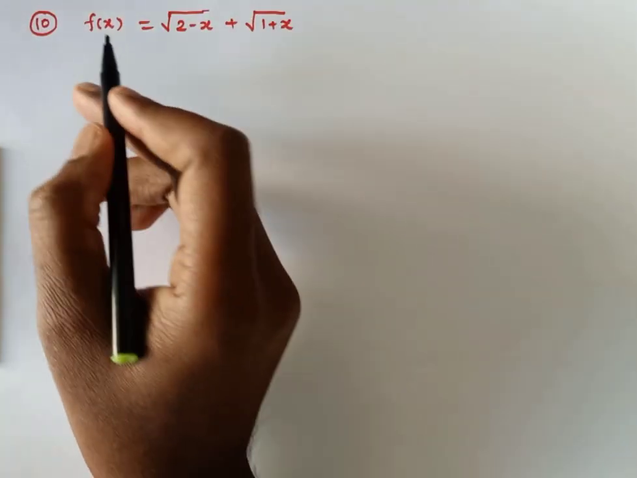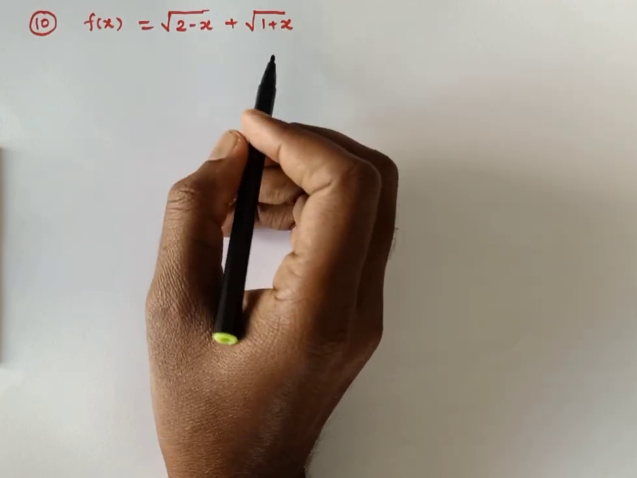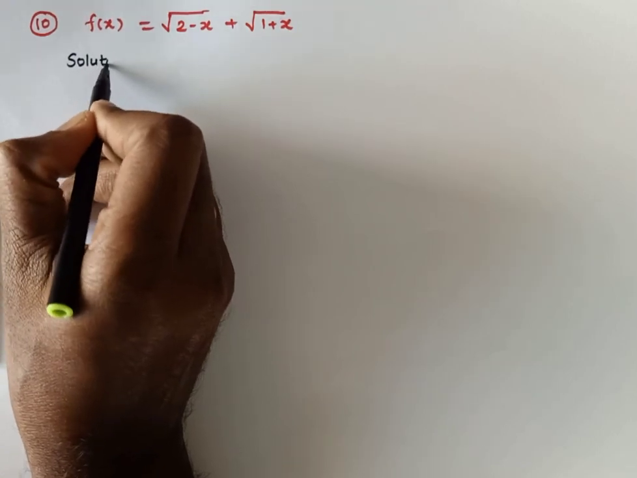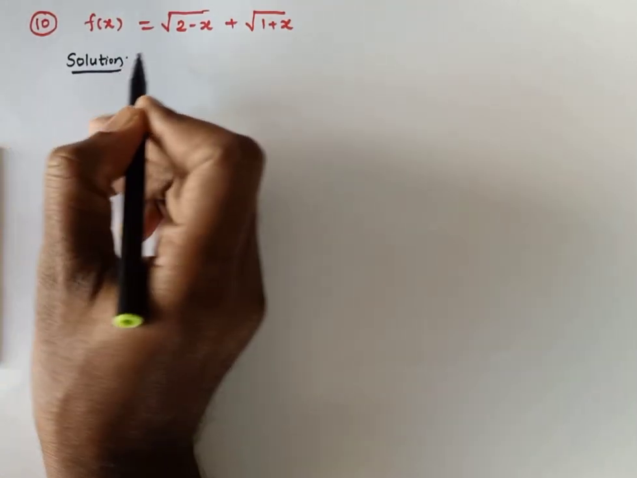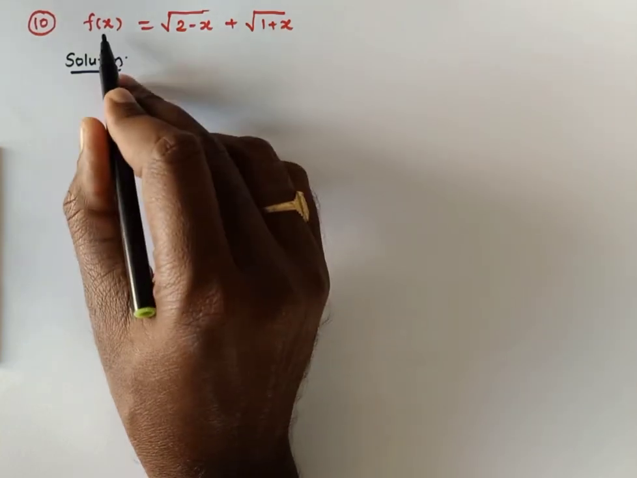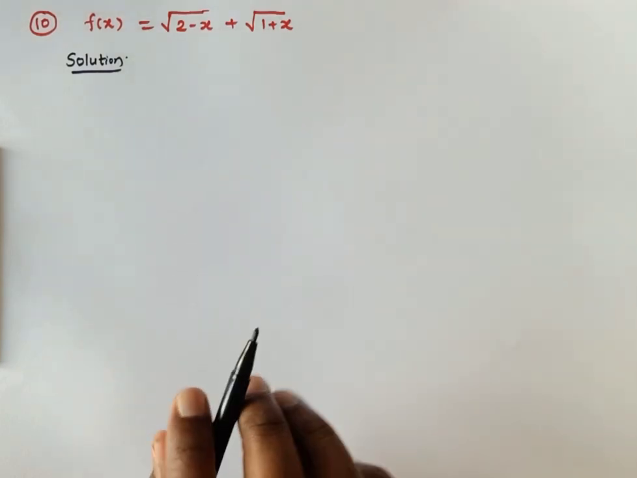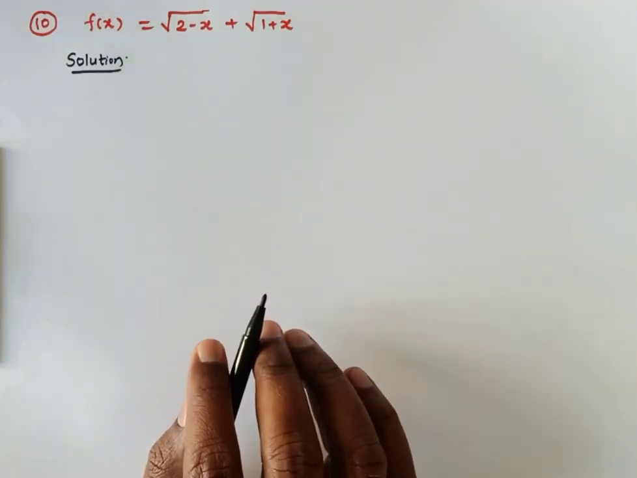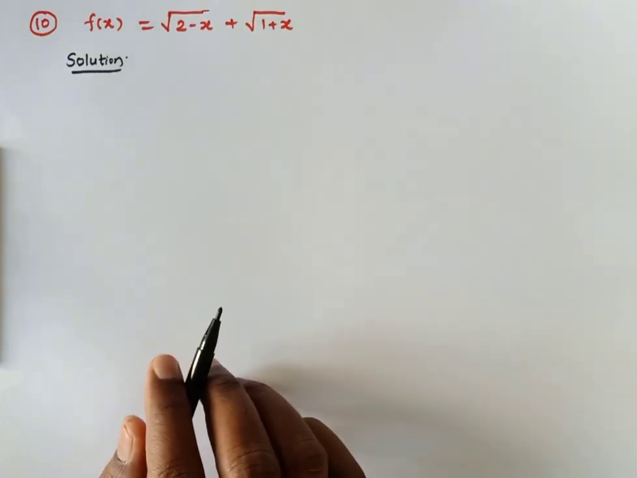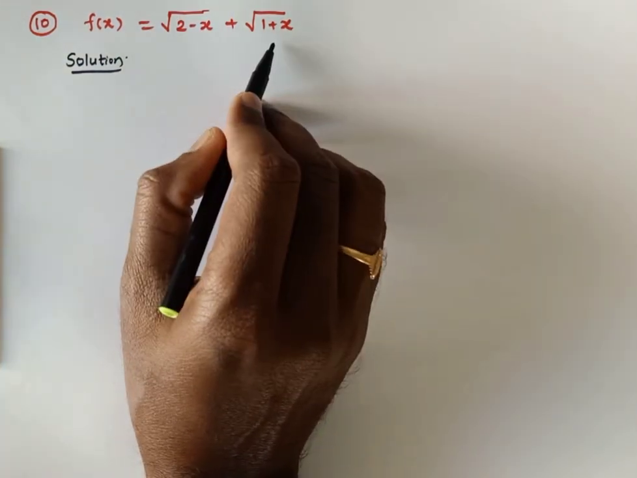See problem number 10. f of x equals root of 2 minus x plus root of 1 plus x. So here f of x contains two individual functions, two different functions, right? This is root of something plus root of another thing. So the entire f is valid when both are greater than or equal to 0 only. Root of something is there, and that something should always be greater than or equal to 0, but there are two different square roots, so the functions inside the roots are different here.